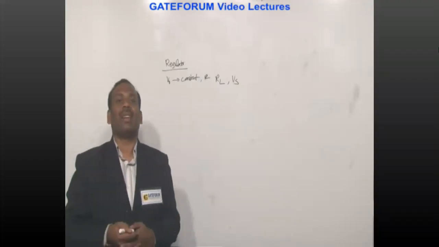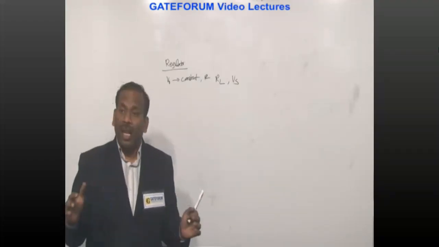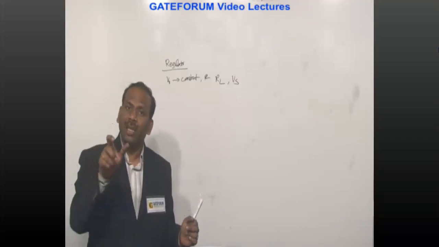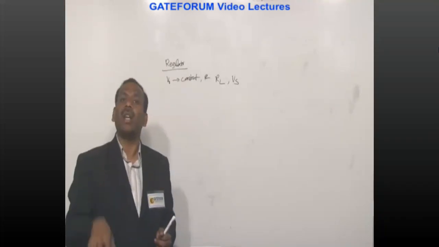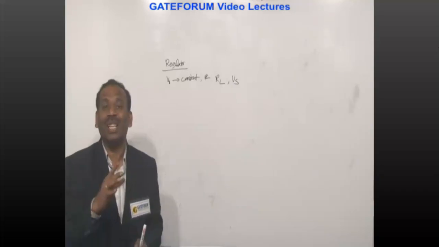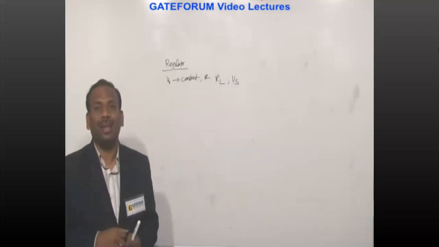Clear? That's the reason. If you apply forward bias or reverse bias, there will be some voltage drop across the diode. That can be measured. But the internal voltage drop cannot be measured. Built-in, that's why it is called built-in.